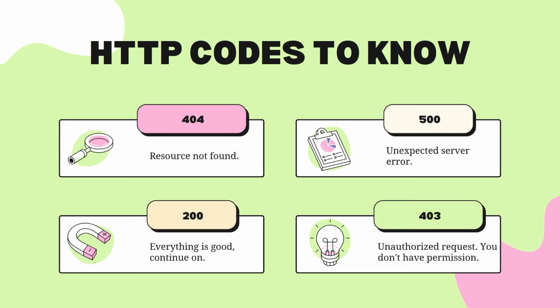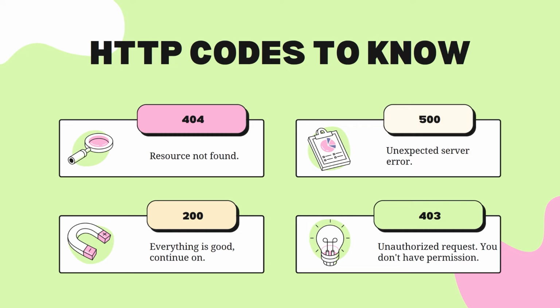Code 500 means that there was an unexpected error on the server side. More often than not, this means that the server is down. So either the power has gone out or the server itself has crashed for some reason and needs to be investigated and restarted. Code 200 is the code that you're looking for. That means that everything is good and that your request was successfully fulfilled.